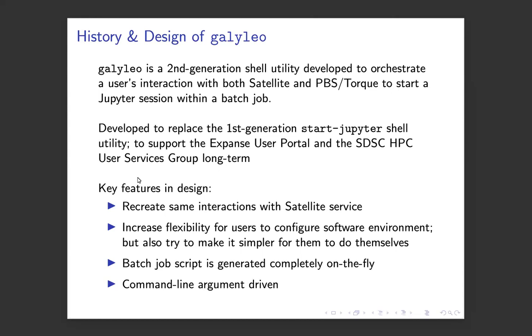Some of the key features of the design were to not only recreate the interactions with the satellite service that were needed to secure your notebook, but also to increase the flexibility for users to configure their software environments. It was a very manual process if you were using the Start Jupyter notebook script. This is a little bit more flexible, and it'll generate the batch job that needs to be submitted to the scheduler on the fly for you. It's all command line argument driven. So if you need to use different options, you just put them on the command line to your Galileo launch command, and you submit it to the scheduler, essentially.